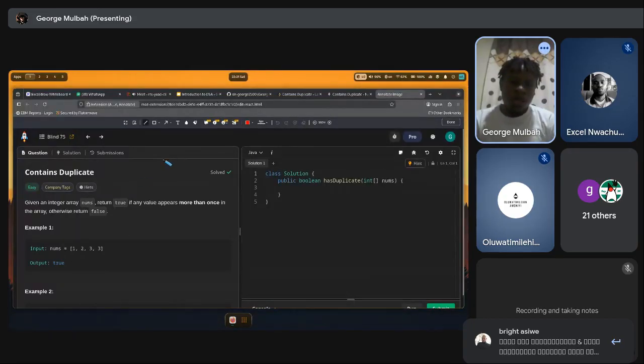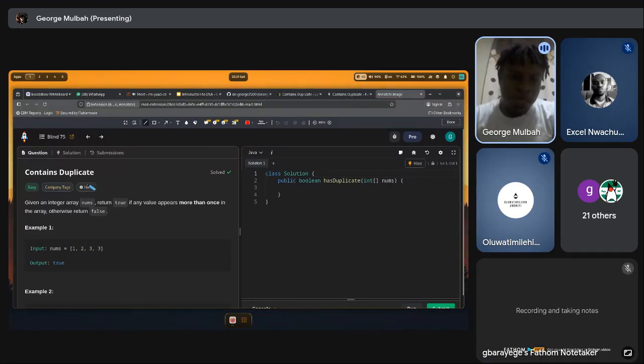So you are given this question, and what they are saying is: given an array of integers, return true if any value appears more than once in the array, otherwise return false. So this is a very easy question to understand. If you see a value again, return true.